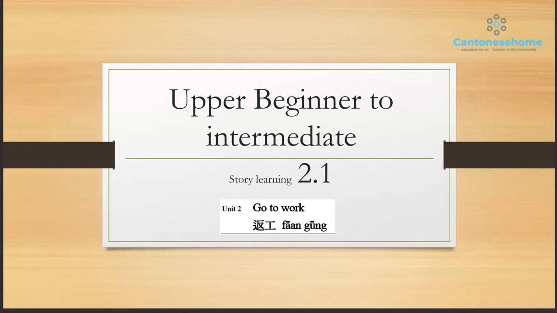Hello, this is Upper Beginner to Intermediate Story Learning 2.1. In Unit 1, we learned about the girl's life. Her name is Elaine. She talks about her family and her work. Now in Chapter 2, we talk more about her work.